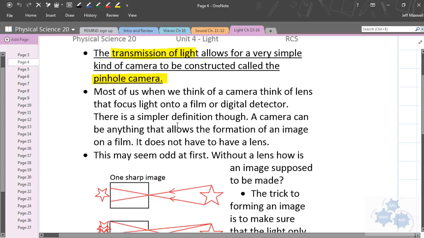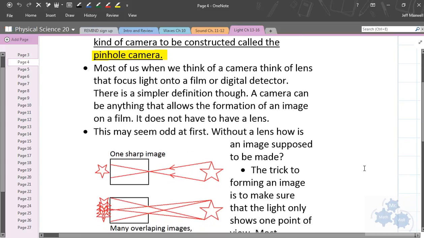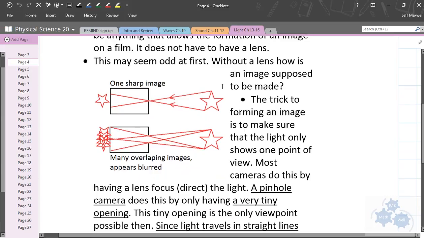A camera can be anything that allows the formation of an image on a film. It doesn't have to have a lens. So let's take a look at some diagrams here, and you might want to draw these down as we talk about them. And this may seem odd at first without a lens. How is an image supposed to be made?